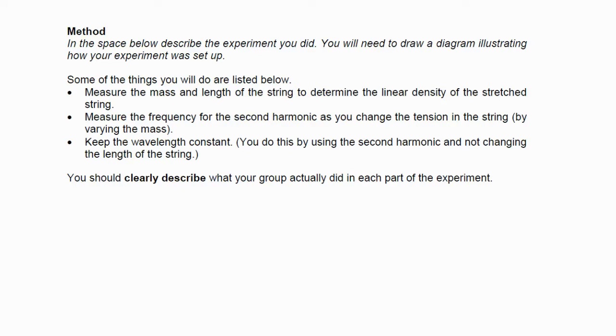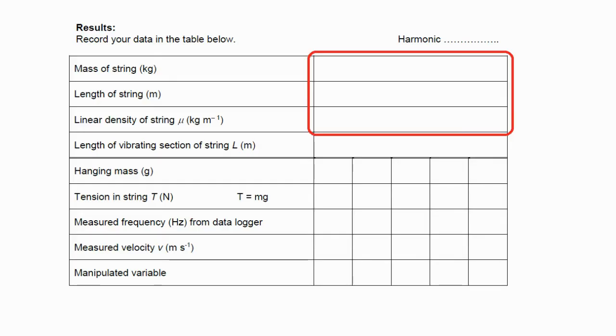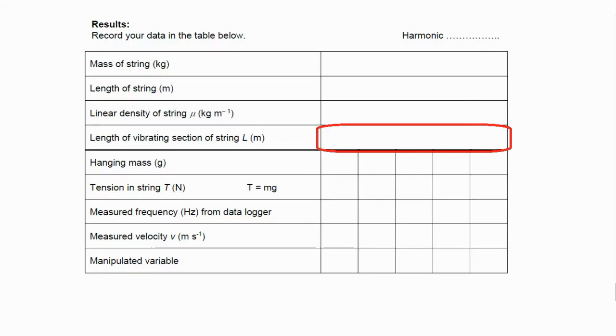So, as far as the method is concerned, it says measure the mass and the length of the string to determine the linear density. Well, you've got those values from the previous exercise, so they go into your table. The mass of the string in kilograms, the length of the string in meters as before. The linear density remains the same. The vibrating length of the string remains the same. It's 110 centimetres, in other words 1.1 metres.